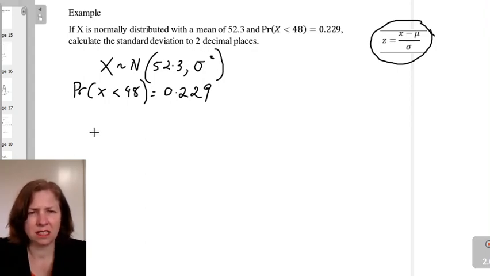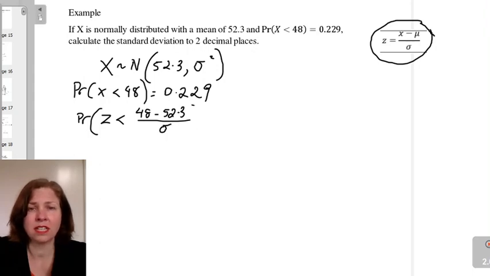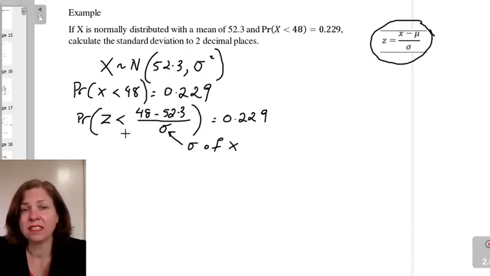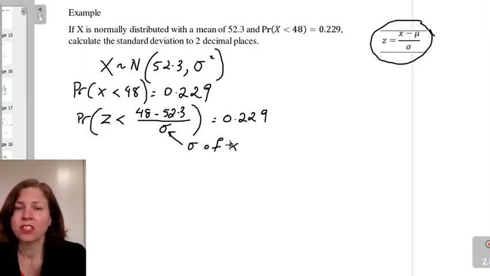What I'm going to do now is change this into this. So instead of x, I'm going to say the probability that z is less than, and instead of 48, it's going to be 48, that's my x value, minus the mean, mu, 52.3, over the standard deviation. Well, this I don't know. I don't know the standard deviation. It still equals 0.229. But the reason that this is different is now this is a z value. This standard deviation is the standard deviation of x, not of z. Z has a standard deviation of 1. So now I can use my calculator to work out what this value is.